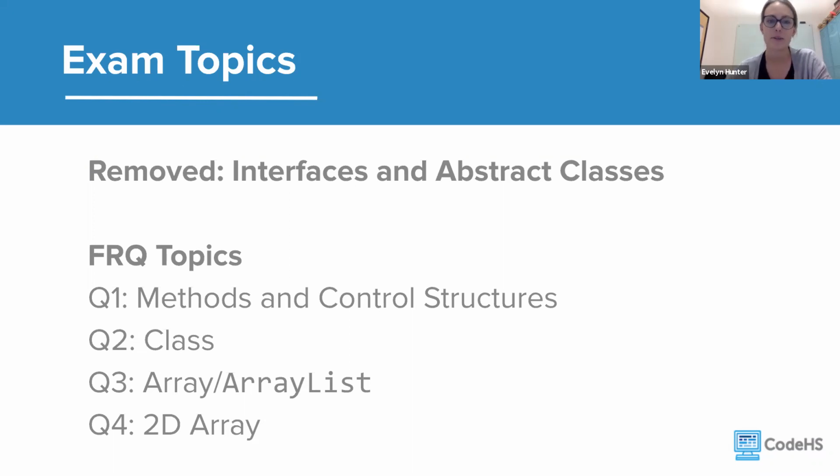College Board has also standardized the free response question topics so that the first question will always be on methods and control structures, question 2 will always be on class, question 3 on array and array list, and question 4 will always be on 2D arrays. If you've taught this course for a while, you probably know that these are generally the free response question topics, but this transparency should really help new teachers prepare their students for the exam, since you'll know exactly what you need to cover to prepare your students for those free response questions.